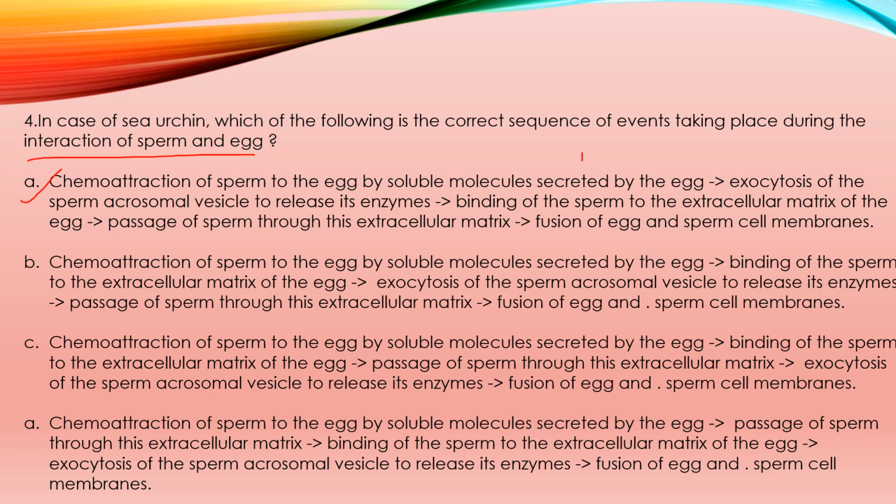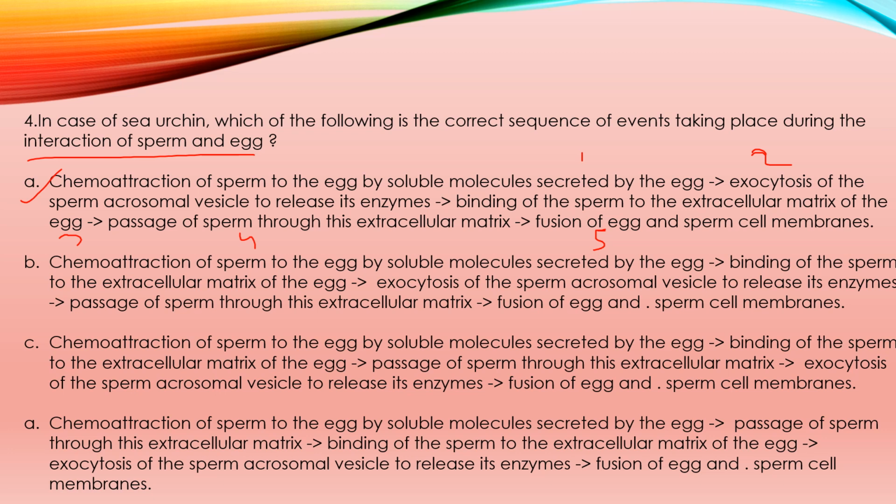The second point is the exocytosis of the sperm. Then the third step is the binding of sperm to the extracellular membrane of the egg, and the fourth one is the passage of sperm through the extracellular matrix, and the fifth step is the fusion of the egg and sperm membrane. So it is the correct answer.